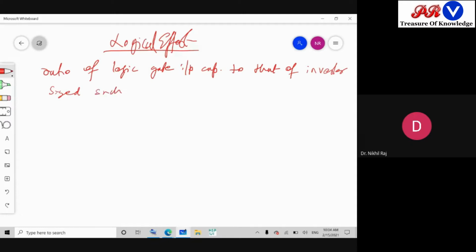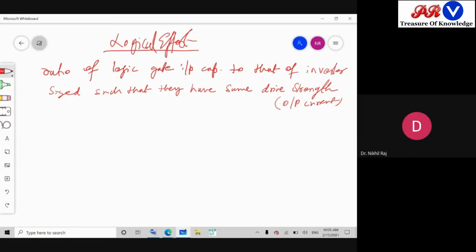Let's write: complete inverter sized such that they have the same drive strength. Drive strength can also be said as output current. So the logical effort is measured by taking the ratio of the gate input capacitance to the same ratio of the inverter capacitance if they are driving the same amount of current.